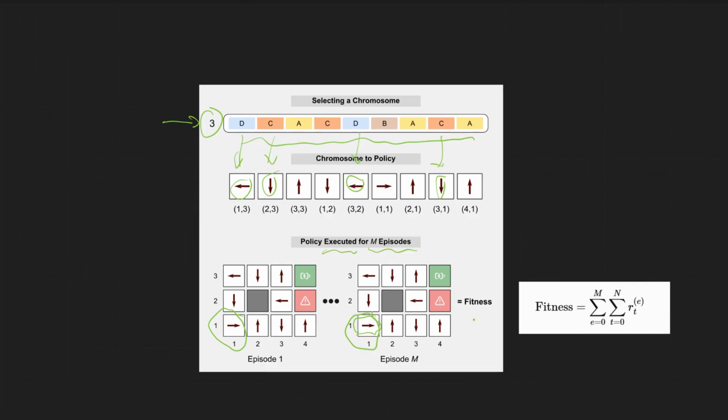Now, once we have the M episodes, we can evaluate the fitness. So if you remember what we have said before, the fitness is going to be the following. It's simply going to be, in this case, the sum of all the rewards obtained at every time step for M episodes. So we're just doing a big sum of all the rewards accumulated in all the lifetime of the agents, in this case, for all possible episodes. And this will be a single number, and this will be the fitness.